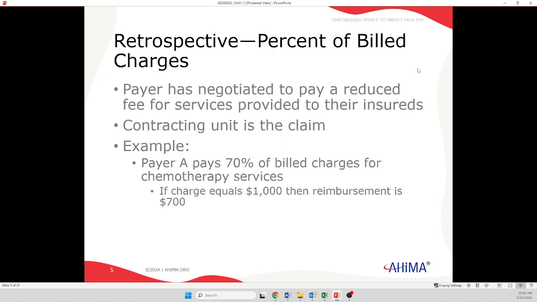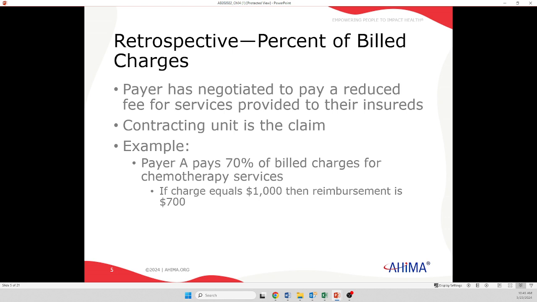Next, we have percent of the bill charge. This is where the payer has negotiated to pay a reduced fee for services provided to the insured. So in this one, the unit is the whole claim. It gives you an example there. It says the payer pays 70% of a bill charge. So if the charge is $1,000, then the reimbursement is $700. So again, that's $1,000 and you multiply it by the 70.